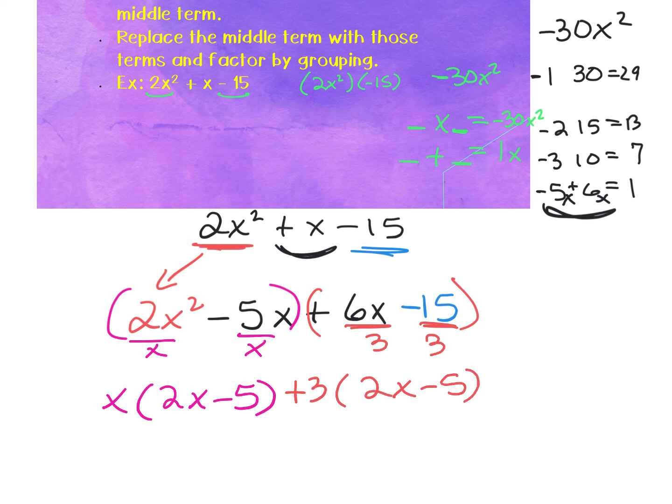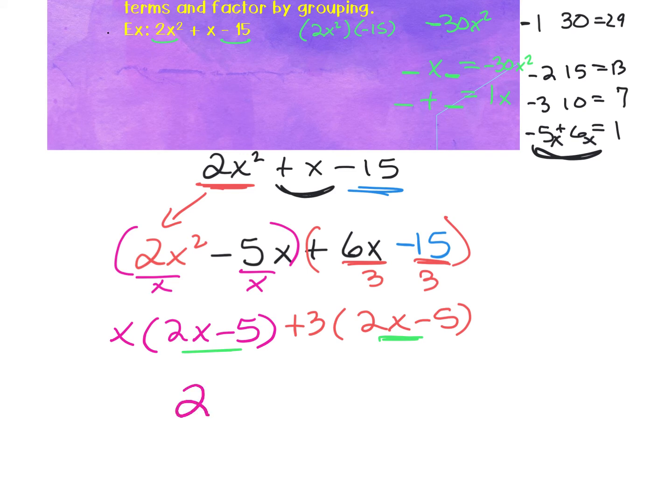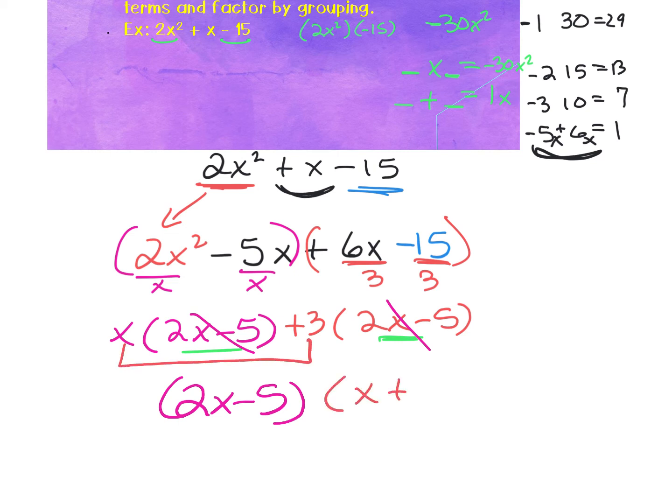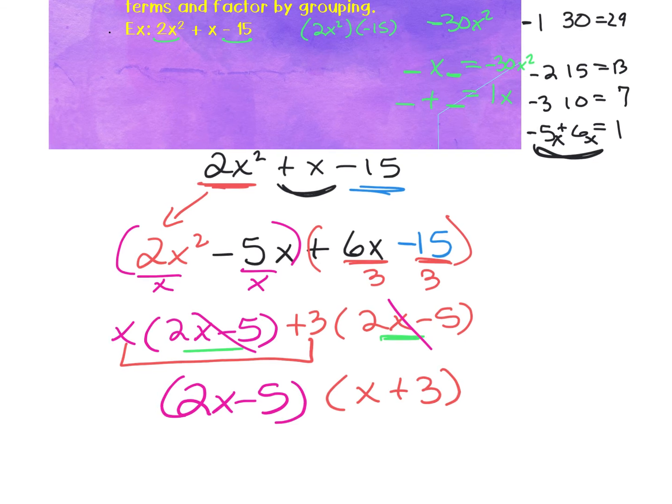Remember, when you factor by grouping, these two need to look the same. If they're not, then you did something wrong. And now I can write the 2x minus 5 once, the one that was the same. And then for my second binomial, I take these two numbers that are outside the parentheses, the two GCFs I divided by, and that's my second binomial. On these harder trinomials, I highly recommend you FOIL it to make sure you've got the signs in the right space and that you pick the right factors.